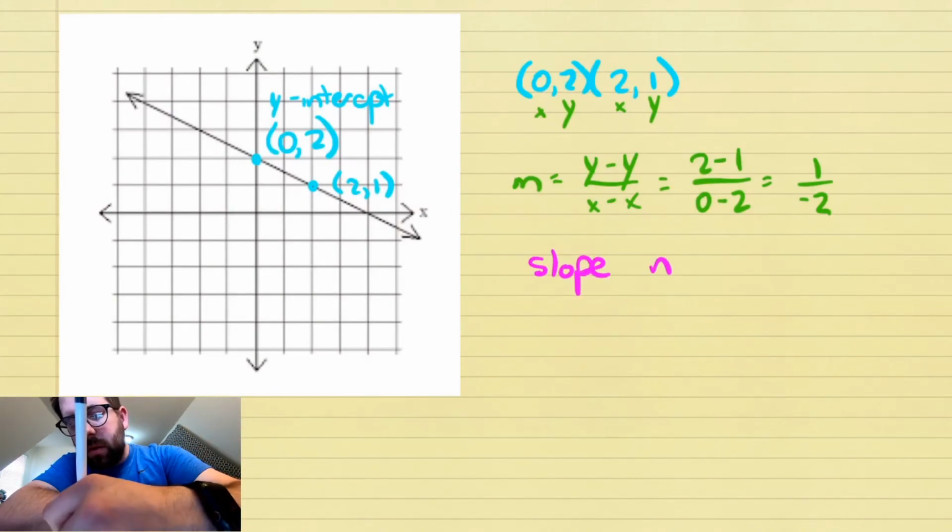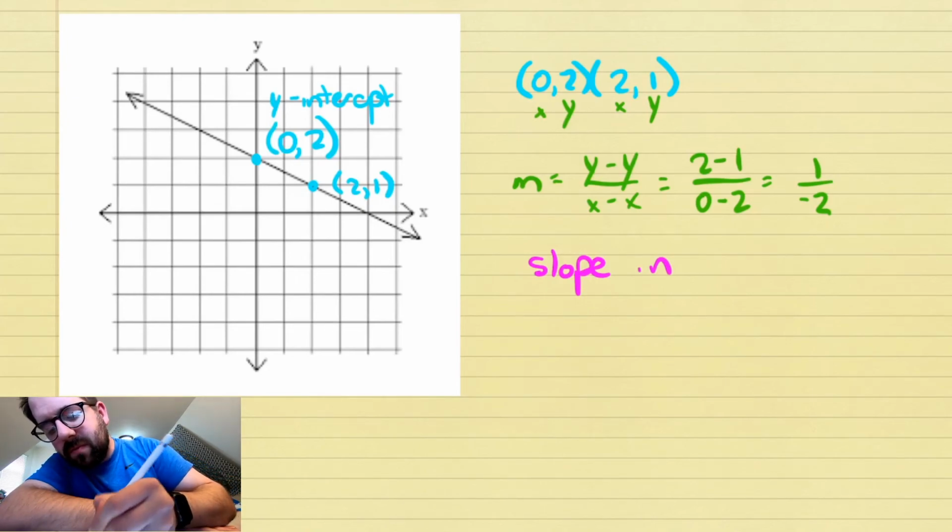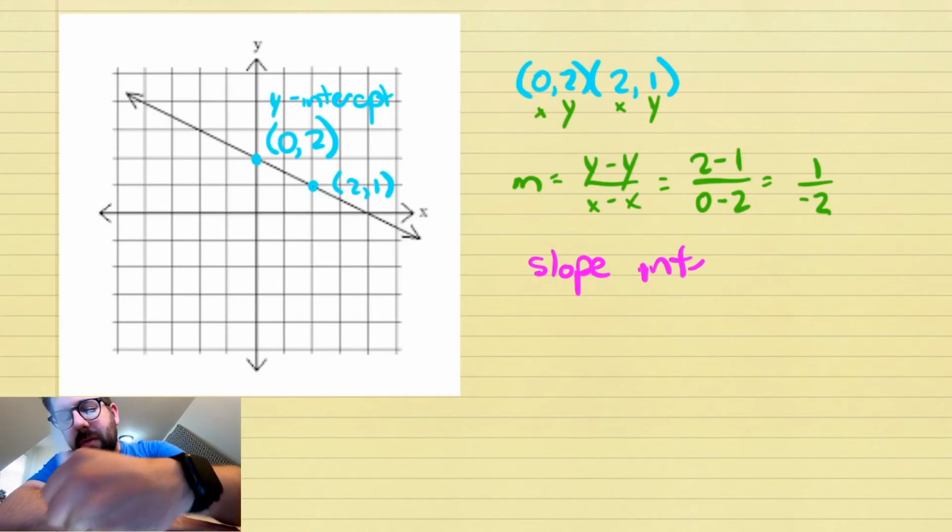That's so weird, it wouldn't let me draw the intercept.